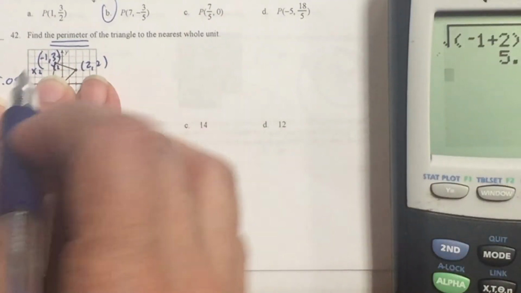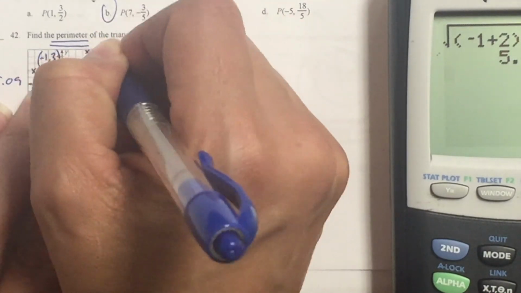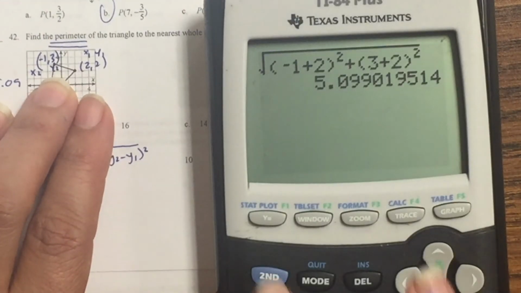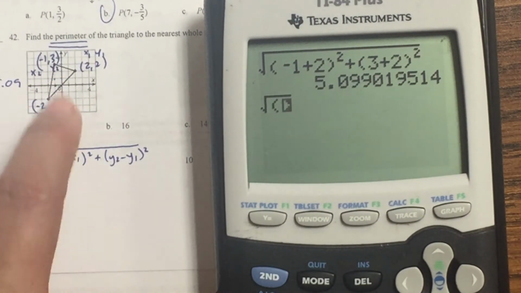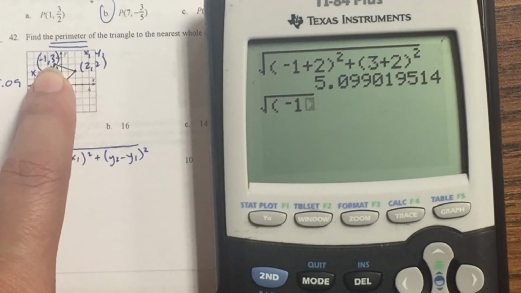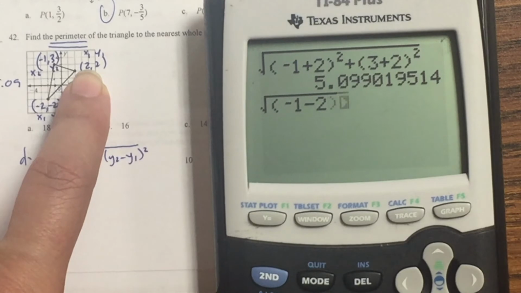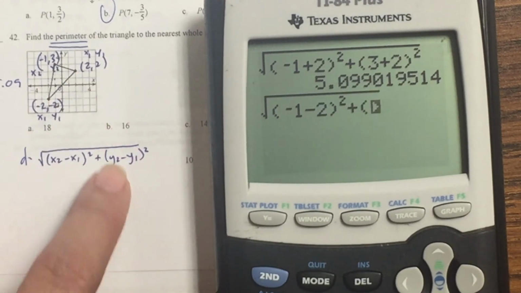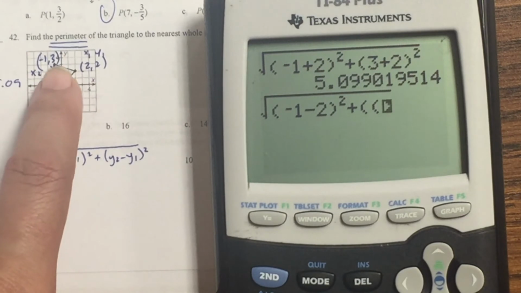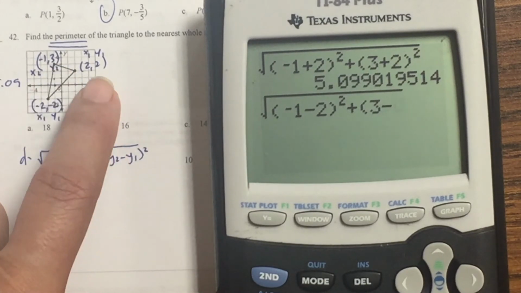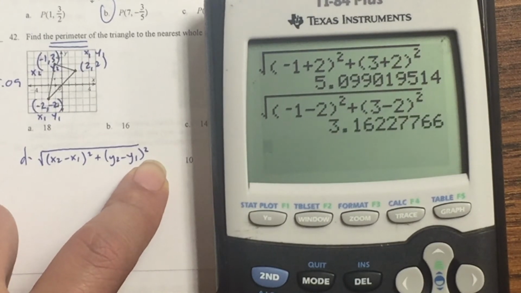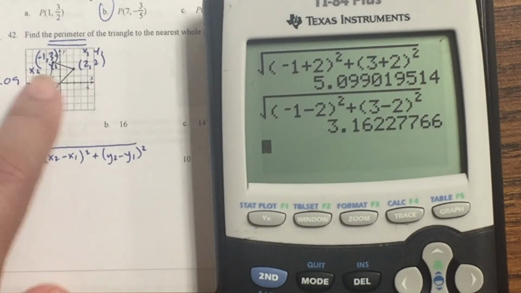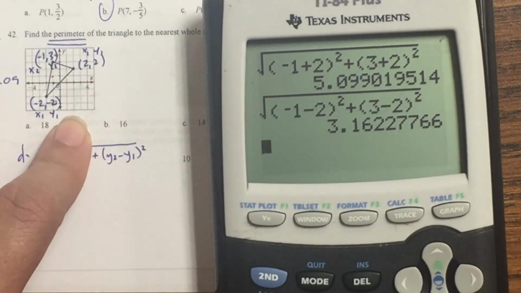So let's do this one. If I've already labeled this x2, y2, I'm going to label this x1, y1, because it doesn't matter. All right, then we're going to do the square root of (x2, -1, minus x1, 2) squared plus (y2, which is 3, minus y1, which is 2) squared. Okay, so that's 3.16, and then finally this last distance.